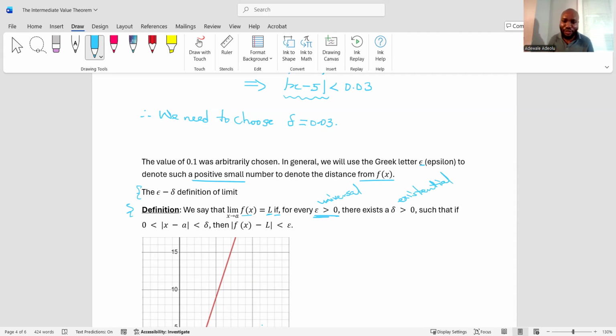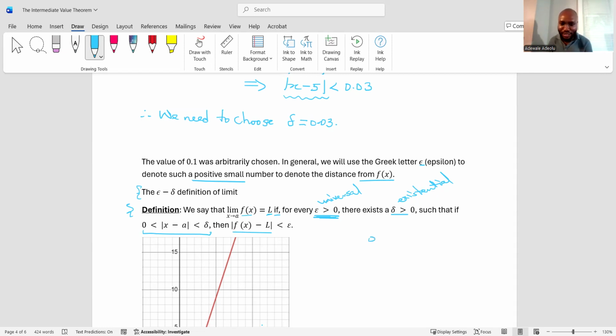So another way to see this is that, given epsilon, we want it to be like that. But for it to happen, we need to find a delta that is also positive, such that if, let me break this down, such that, for now, I will say if the distance between x and our a is less than that delta, what will happen? The distance between our function and the limit will also be less than that small number, epsilon.